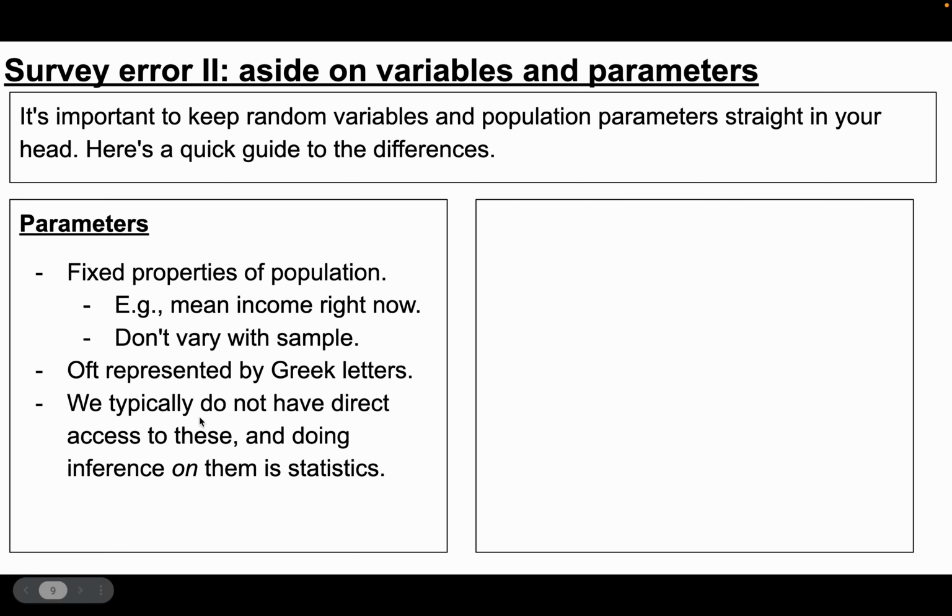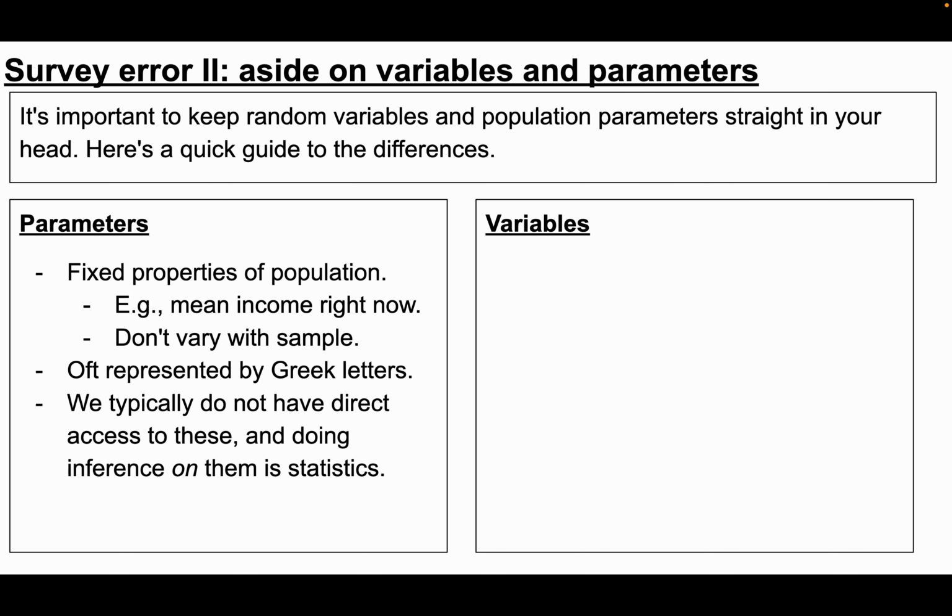We typically don't have direct access to these, and doing inference on them is statistics. So we aren't going to know, for instance, the true mean income in the United States right at this moment. Short of having census information about this, and to be fair, I'll use a lot of examples where we do have census information from a few years ago, but the point is to learn to do statistics about any old thing, including stuff that the census may not gather information on.